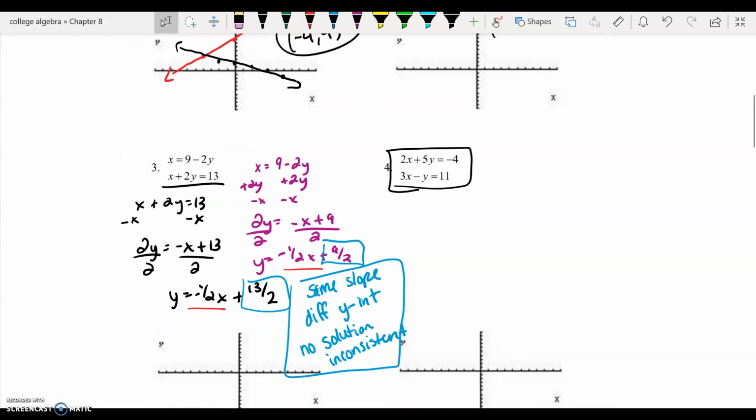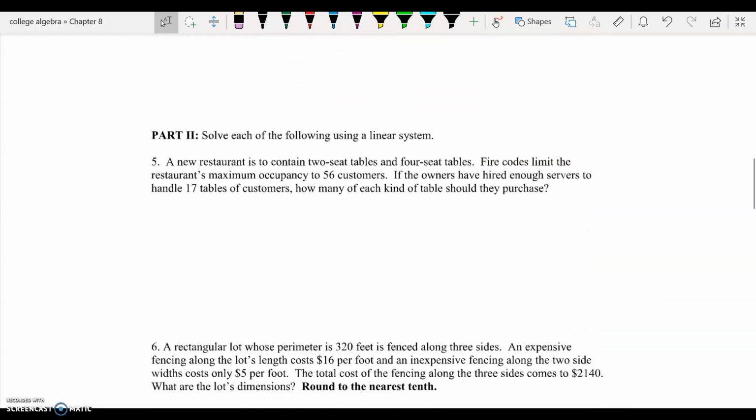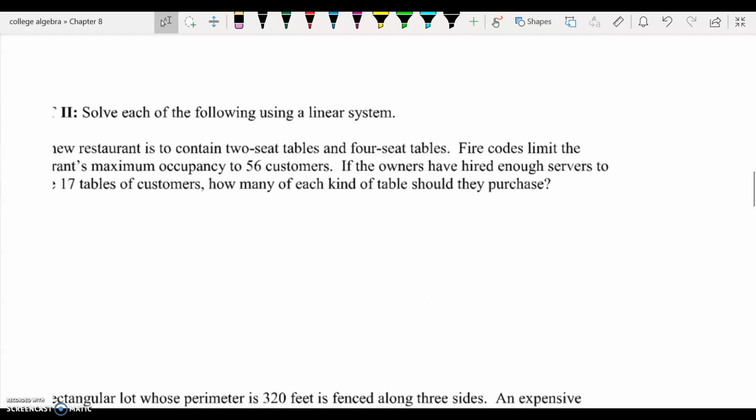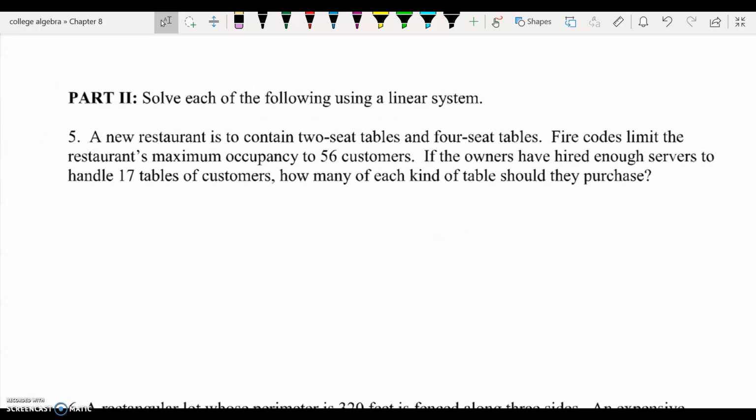And then lastly, there are some word problems. I do not think they are super difficult. Kind of just depends on how you think about these word problems. The easiest thing to do is to read it and then label your x and y, because every equation is going to have an x and y because we're talking about systems.